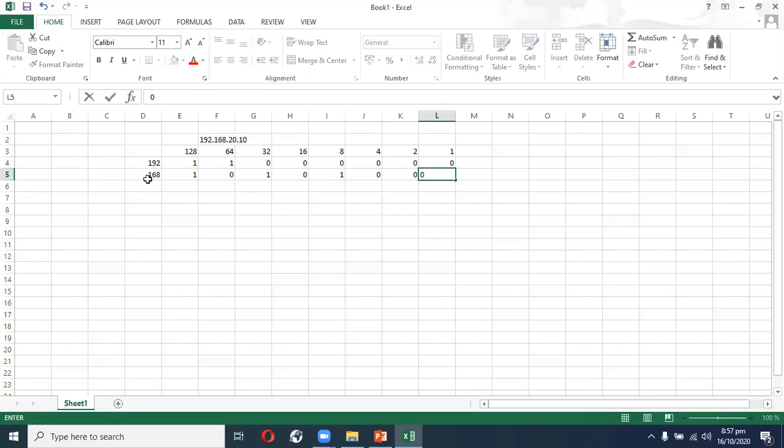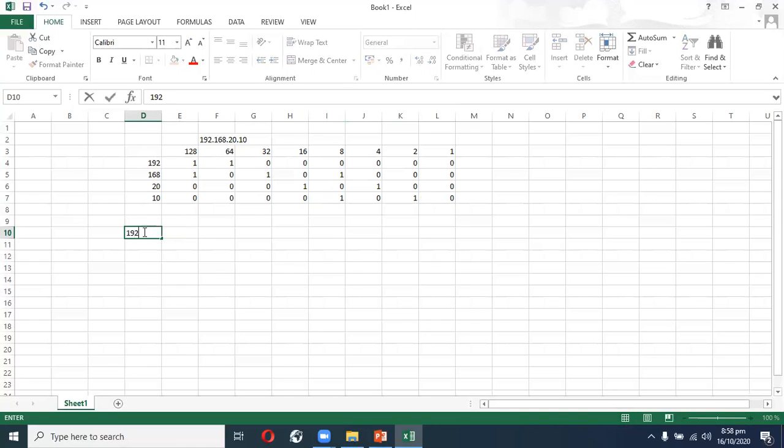It's so simple. It's just simple addition. 20 will give us 0, 0, 0, 16 will be 1, 0, 16 plus 4 is 20, and 0 and 0. Let's take 10. 10 will be 0, 0, 0, 0, 8 plus 2. So here we get our binary form.